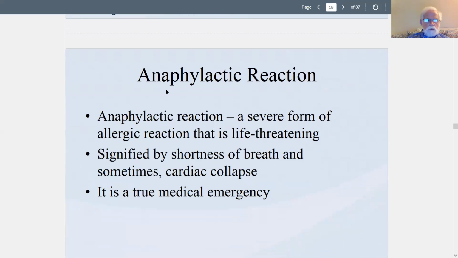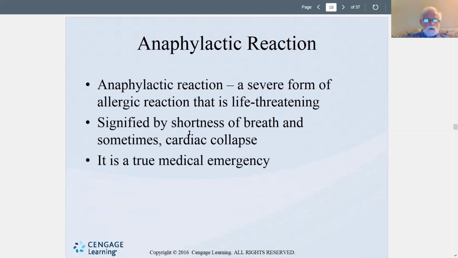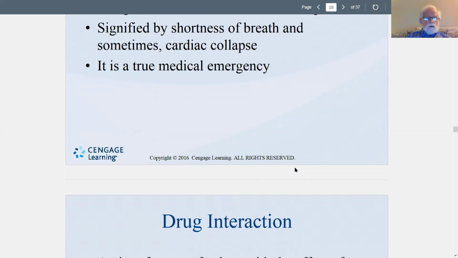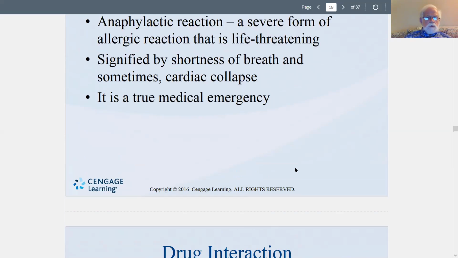Here we're talking about the slide about the anaphylactic reaction. And this is a true medical emergency. This is why some people carry EpiPens, for instance, to be able to rescue from an anaphylactic type reaction.